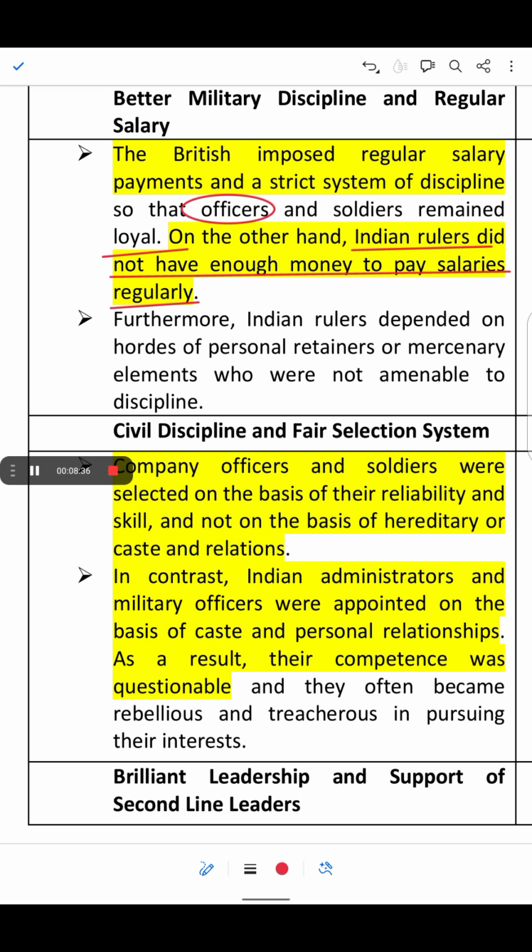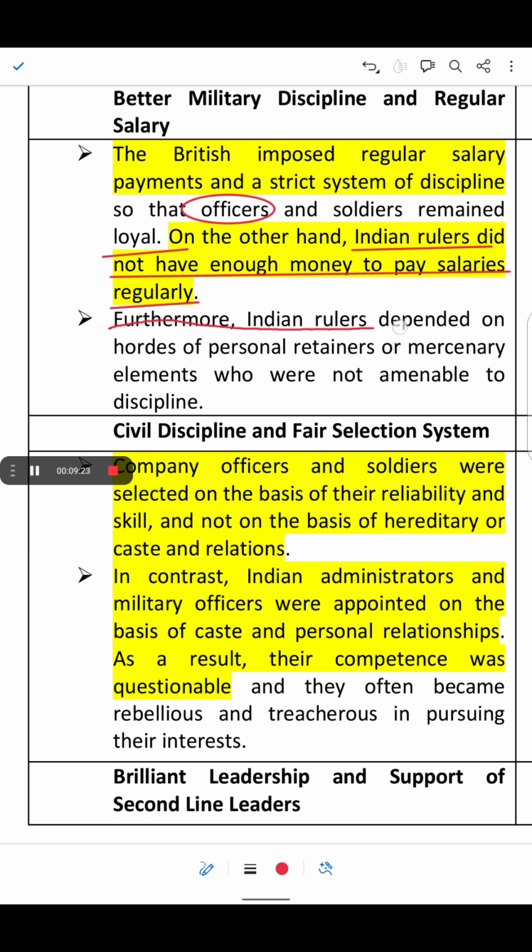So the British ensured that their officers and soldiers were well paid and got regular salaries on time, and they also followed a strict discipline system, ensuring that all the soldiers focused only on their duties and remained loyal to the army. On the other hand, the Indian rulers did not have enough money to pay their soldiers regularly, so sometimes they would hire personal guard soldiers on a private basis. This is why the Indian rulers' army was less reliable, due to irregular payment and also the lack of discipline. Both are the things.